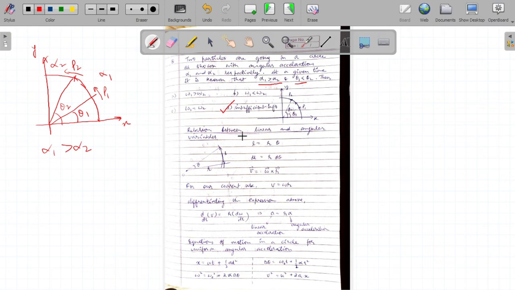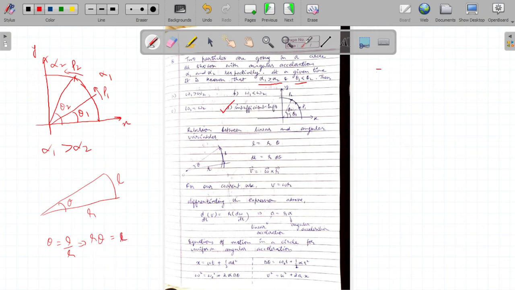Relation between linear and angular variables. We know that as a particle goes in a circle, it subtends an angle theta, and the angle subtended by the particle is given by the ratio of the length of the arc and the radius of the circle. So we say that the angular displacement of the particle is theta equals L by r, or we can say the linear distance traveled by the particle is equal to r theta.